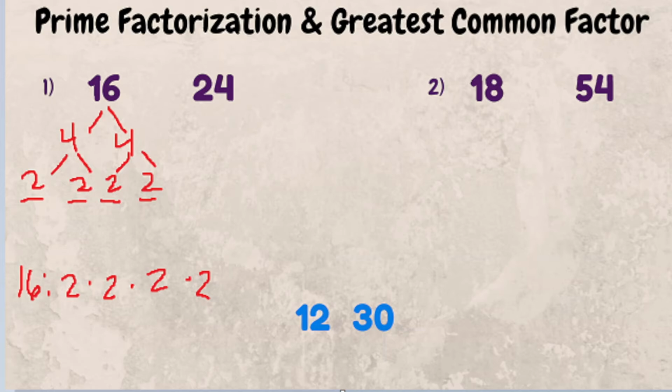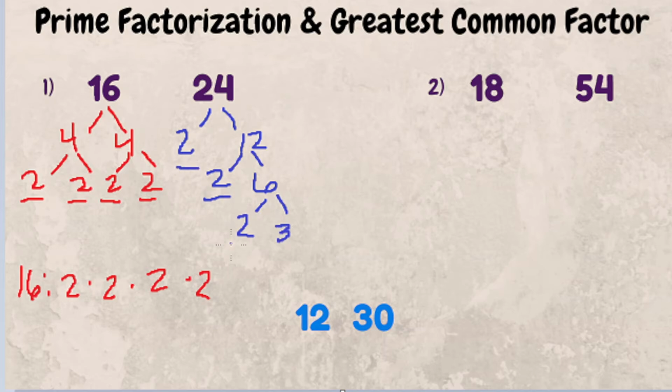Now let's go ahead and factor 24 also. And we can do 2 times 12. And then we'll do 2 times 6. And then we'll do 2 times 3. So we got 2 times 2 times 2 times 3 are the factors of 24. So let's write those down below. And let's try to line up the same numbers under each other because it's going to help us when we identify our greatest common factor.